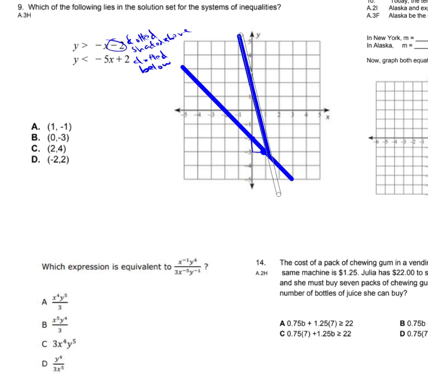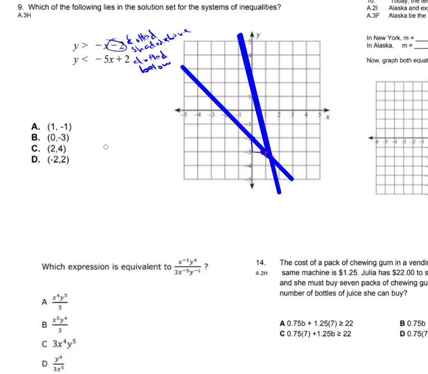Let me finish that line. So it basically looked like that. But once again, my point of intersection is right here. I can actually change the color just to make that a little bit neater. Right here is my point of intersection. So I have to look at what are the coordinate pairs of that point. Well, it looks like 1, negative 3.